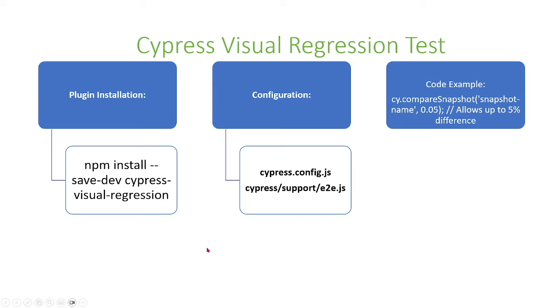Here are the steps for the Cypress visual regression test. First, plugin installation: npm install cypress-visual-regression. Second, modify the config. First, modify the cypress.config.js file. Second, modify the e2e.js file. Code example: use cy.compareSnapshot. Here is a snapshot name. Here is the allowed error threshold of 5%.